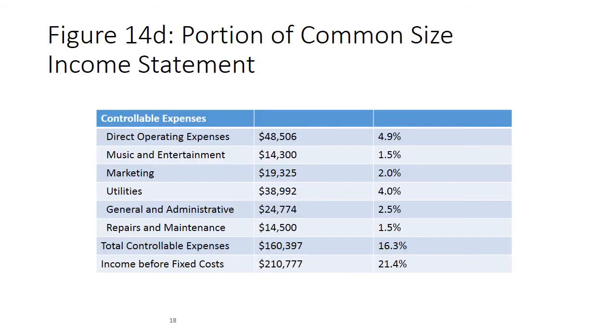Okay, here's how it looks on the income statement. So all of our controllable expenses we're adding up. Our direct operating, music and entertainment, marketing, utilities, administrative, repairs and maintenance. So 16.3% of all of our revenue, everything that comes in, is going toward these controllable expenses, or has in this whatever period that we are developing this income statement for. Okay, so in this case, it's a yearly income statement. So for the year, 16.3% of our revenue went toward our controllable expenses. So our income before fixed costs is 21.4%.